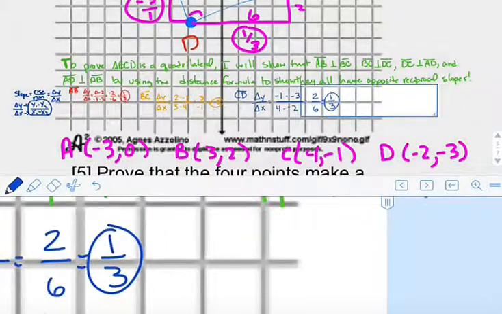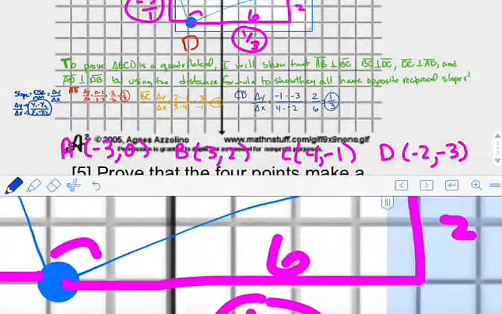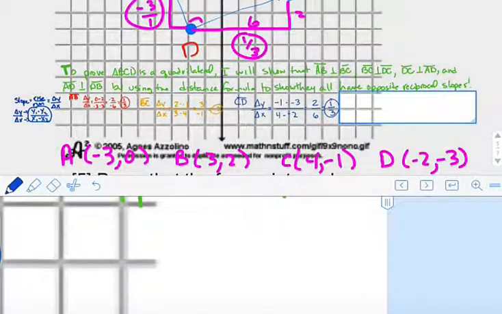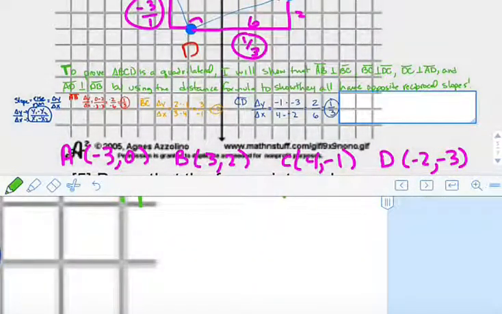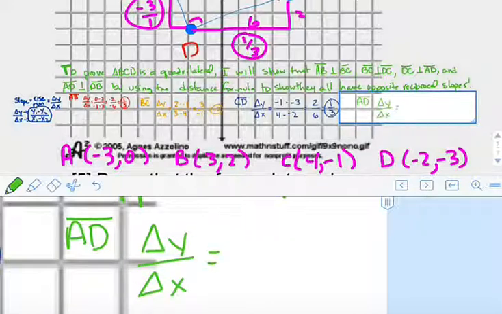Okay. Again, no surprise. It's actually written right here. B to C, we found it to be 1/3. So one left to go. Hopefully this will turn out to be a negative 3, but let's check it anyway. So we have CD, so we need AD. Okay, so the change in y over change in x for AD. A goes from 0 to negative 3. And then on the bottom, we have negative 3 subtract negative 2.